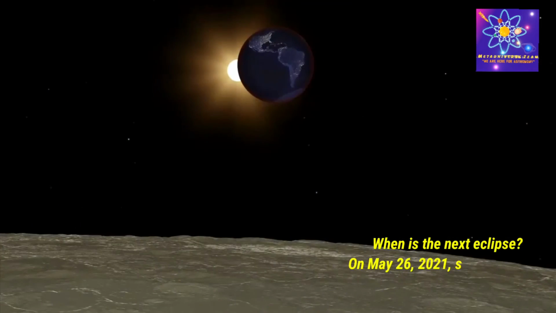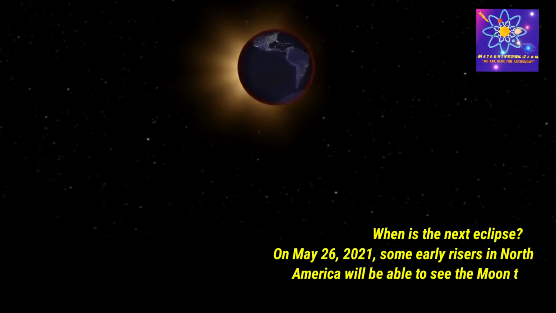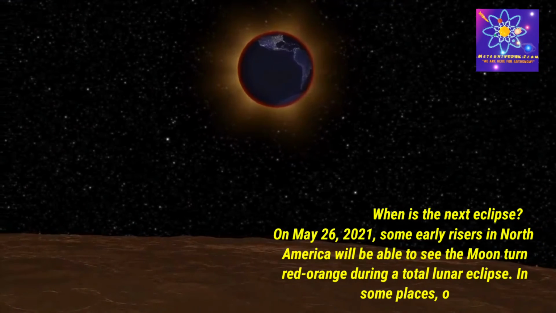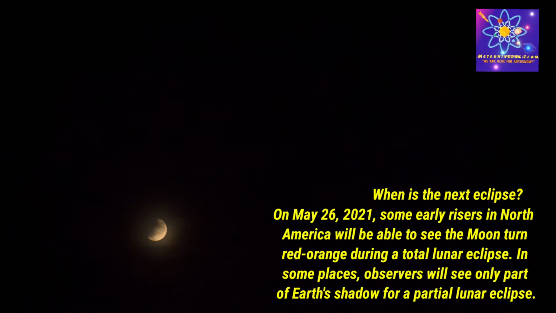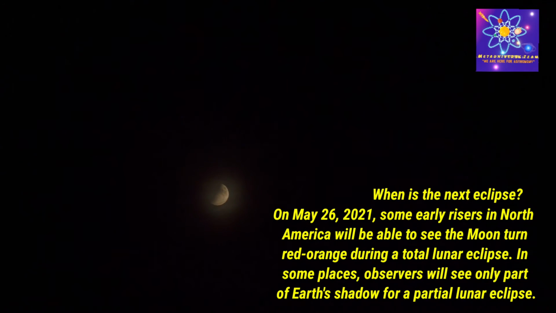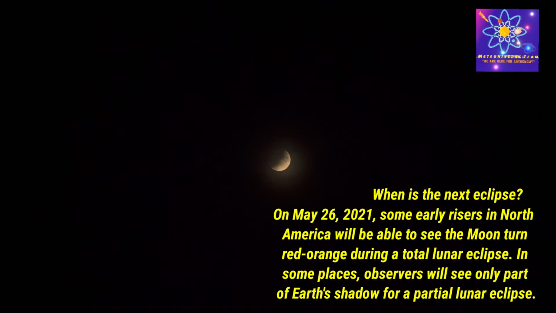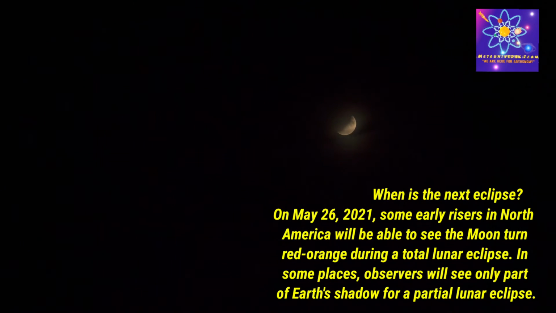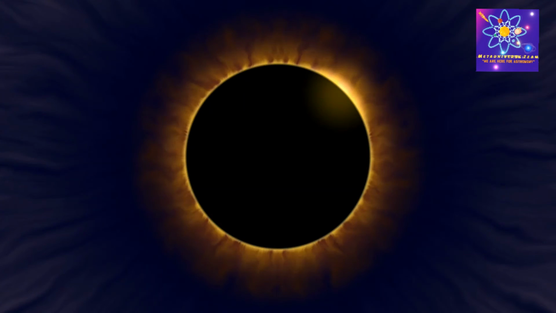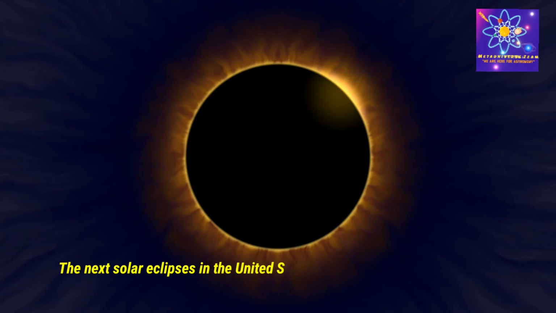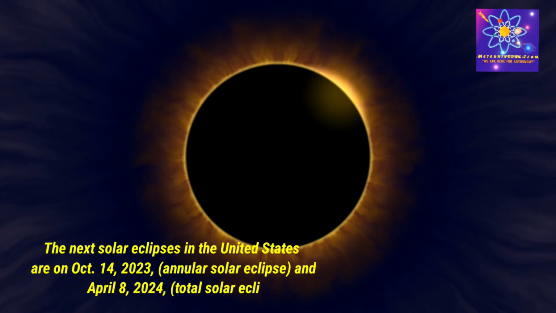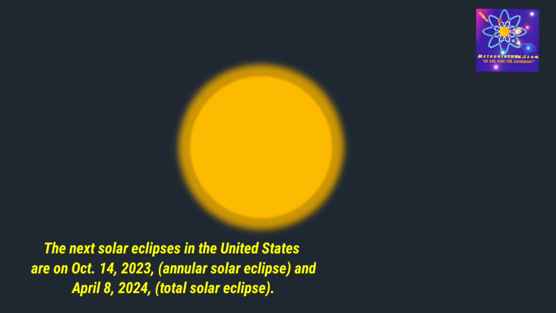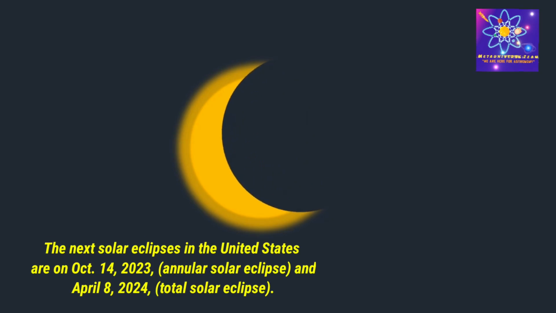When is the next eclipse? On May 26, 2021, some early risers in North America will be able to see the moon turn red-orange during a total lunar eclipse. In some places, observers will see only part of Earth's shadow for a partial lunar eclipse. The next solar eclipses in the United States are on October 14, 2023, annular solar eclipse, and April 8, 2024, total solar eclipse.